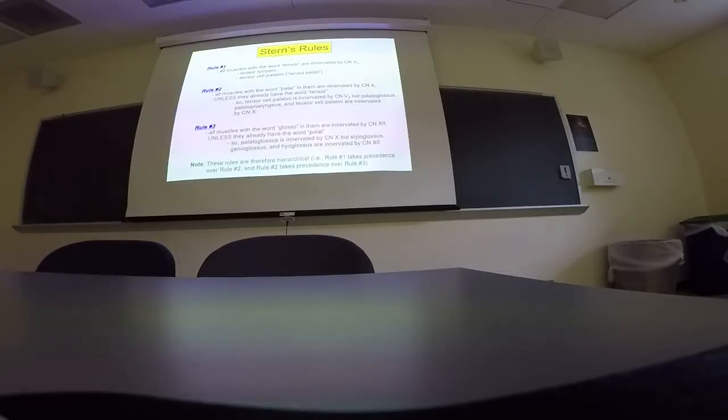So anything with tensor in it is innervated by the mandibular division of trigeminal. Anything with palate in it is innervated by the vagus, unless it also has the word tensor in it. And anything with gloss in it is innervated by the hypoglossal, unless it has the word palate in it. So that's one way to remember all this. Otherwise you just memorize what the muscles are going to be.